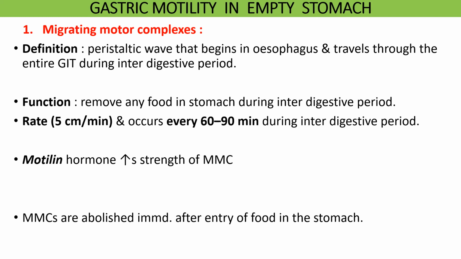The most important type of movement seen at this phase is migrating motor complexes. Migrating motor complexes, or MMC, is the peristaltic wave that begins in the esophagus and travels through the entire gastrointestinal tract during the interdigestive period, that is, when active digestion is not taking place. The main function of MMC is to remove any leftover food particles in the gastrointestinal tract. These contractions occur every 60 to 90 minutes during the interdigestive period and are initiated by the release of a gastrointestinal hormone called motilin.